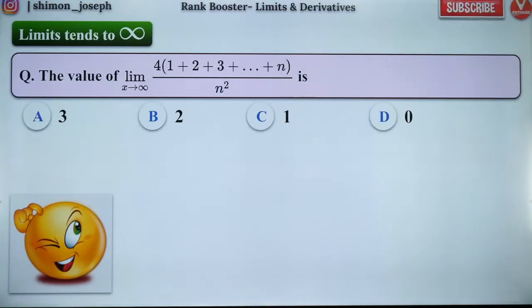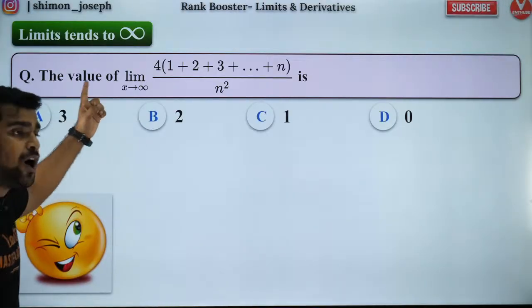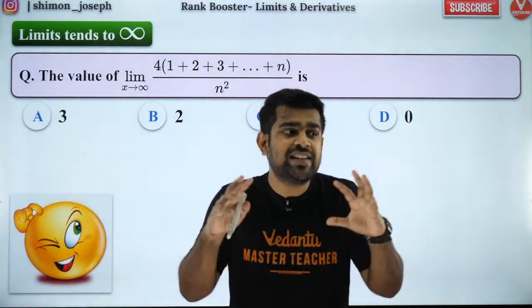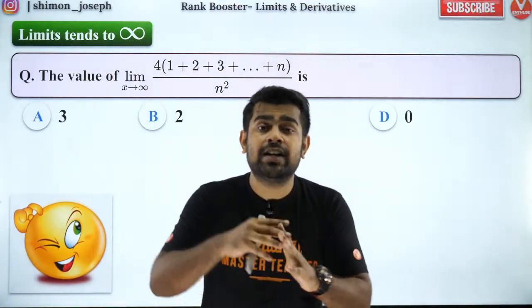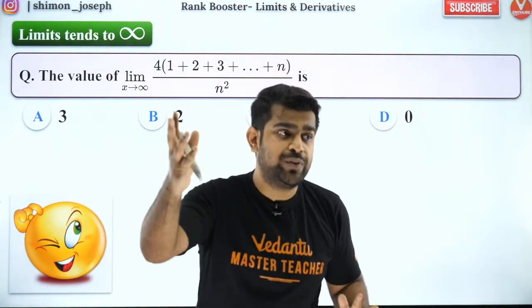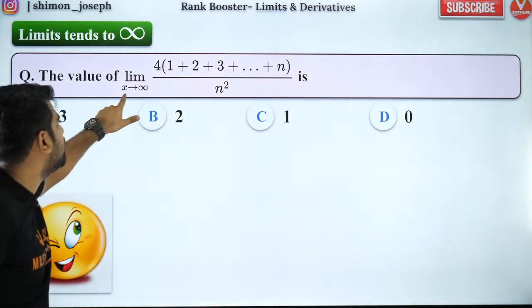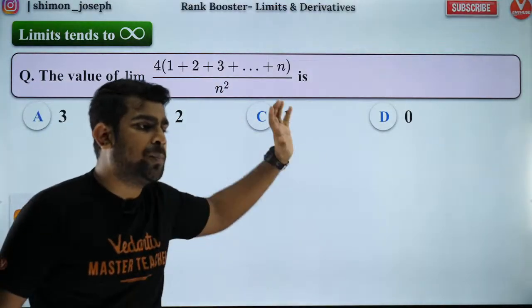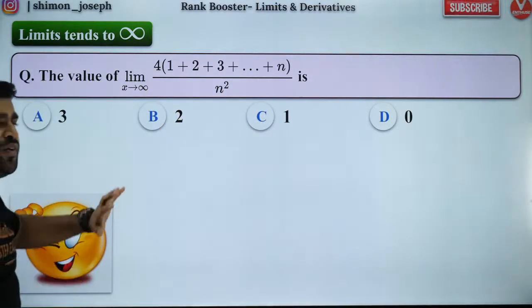So with that, people, let's go to the next question. Now we are looking at a different category of question. What is the different category? Now we are looking at limit when x tends to infinity. So when x tends to infinity, how do you solve limit problems? I'm going to teach you that. So please make sure you solve it. How do you complete it, people?